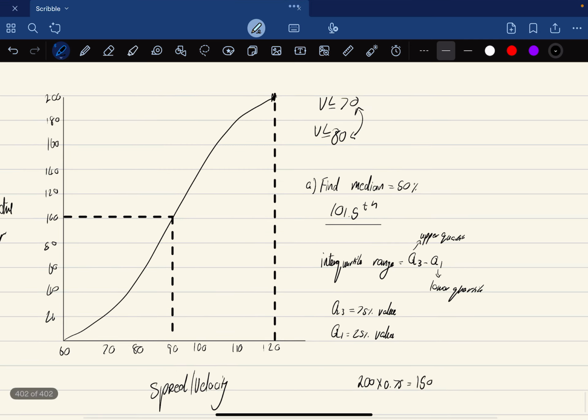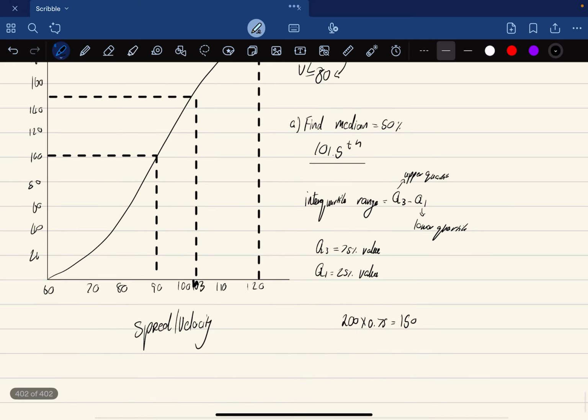So we come up to our graph and we find what value corresponds to the 150th driver. Move that down a bit, probably like there. That looks like it's going to be like 103 or something here. So Q3 is equal to 103.